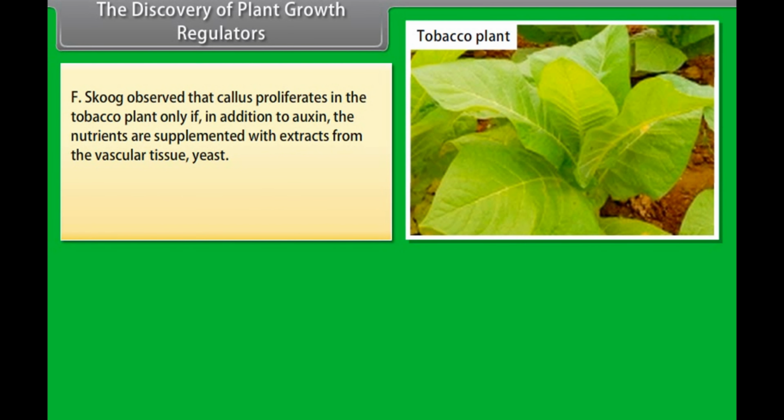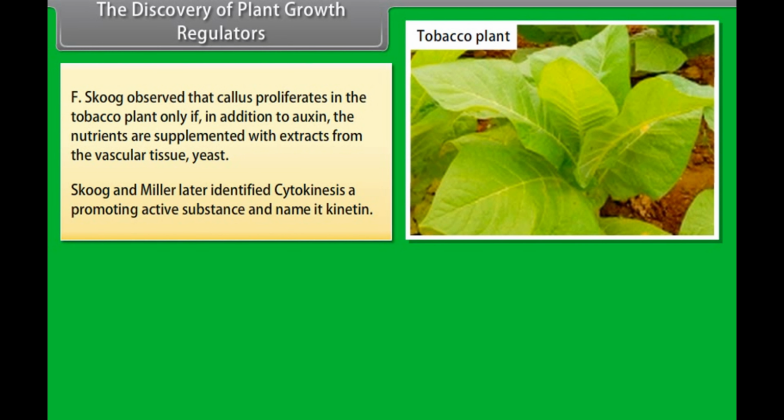The discovery of plant growth regulators. F. Skoog observed that callus proliferates in the tobacco plant only if, in addition to auxin, the nutrients are supplemented with extracts from vascular tissue or yeast. Skoog and Miller later identified the cytokinesis-promoting active substance and named it kinetin.